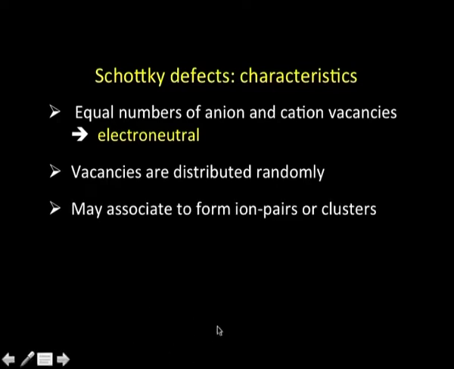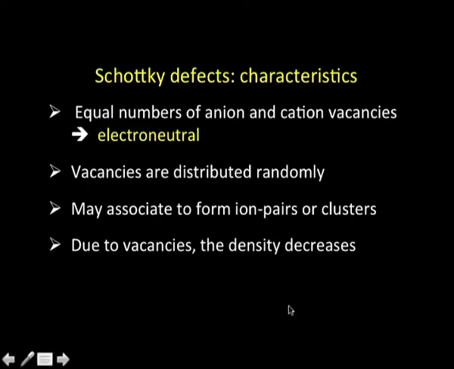Further, some of these vacancies may associate to form ion pairs or clusters. That is, we can have a situation where there is a cation vacancy and an anion vacancy close by, so the two form an ion pair, or they can add further to form what are called clusters. This is important because in case of Schottky defects, since there are vacancies, the density will decrease. The volume remains the same, but certain ions are missing, so the mass becomes less. As a consequence, the density decreases.